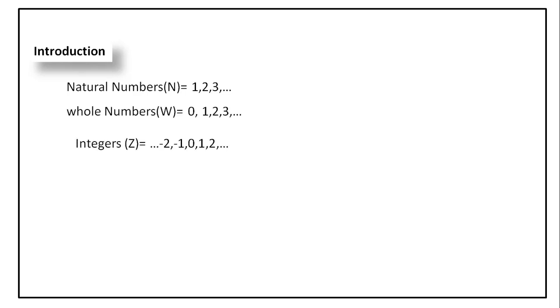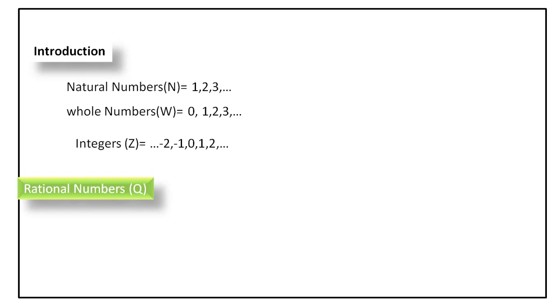Now we discuss chapter 1, number system. First we see the introduction. We have already studied the number system. The number system includes natural numbers, whole numbers, integers and the rational numbers. These are numbers you already studied.